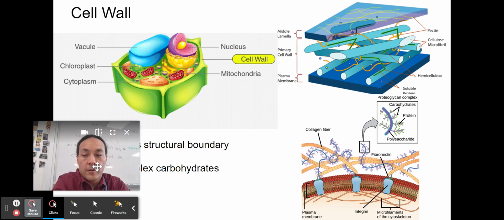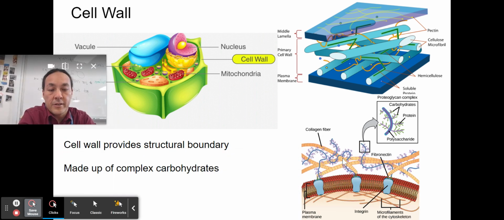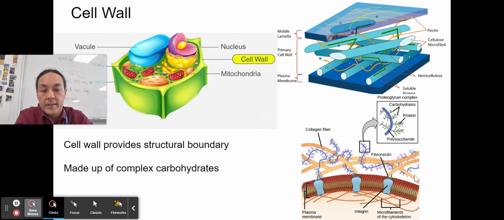Animal cells don't have a cell wall, but it doesn't mean that there's just nothing on the outside. There is stuff on the outside. It's called extracellular matrix, and it's often collagen fibers. And these can hold together cells and connect them as well.